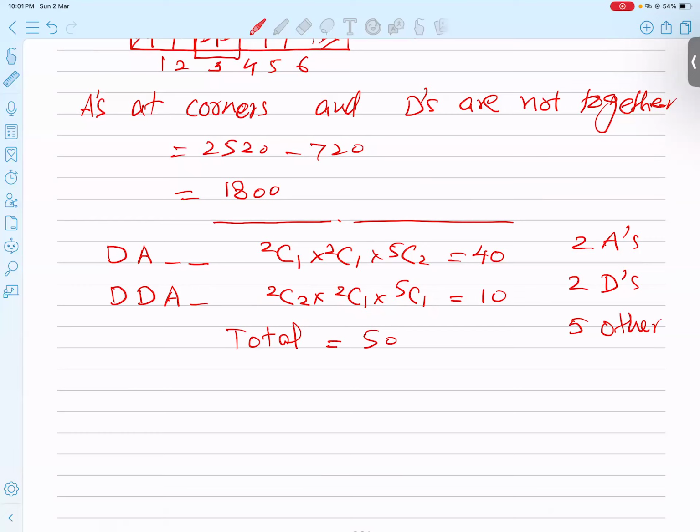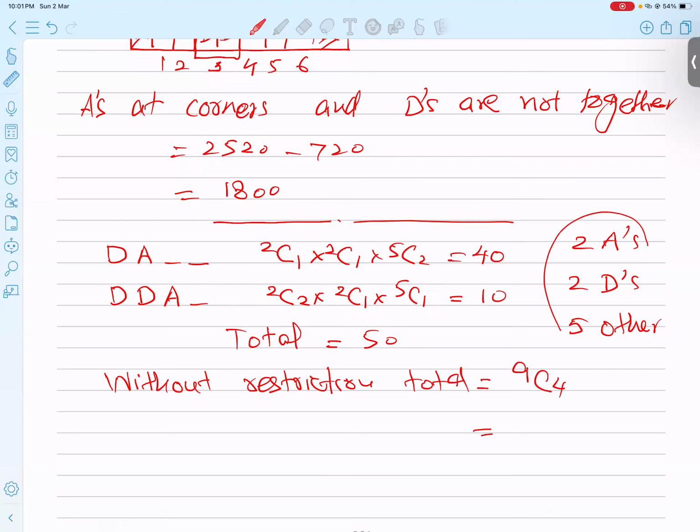But without any restriction, what are the total options? We can say 9C4. Why 9C4? Because total are 9, and I have to select 4 letters. So 9C4 is the total options. I will not calculate it now, or I can do it later.